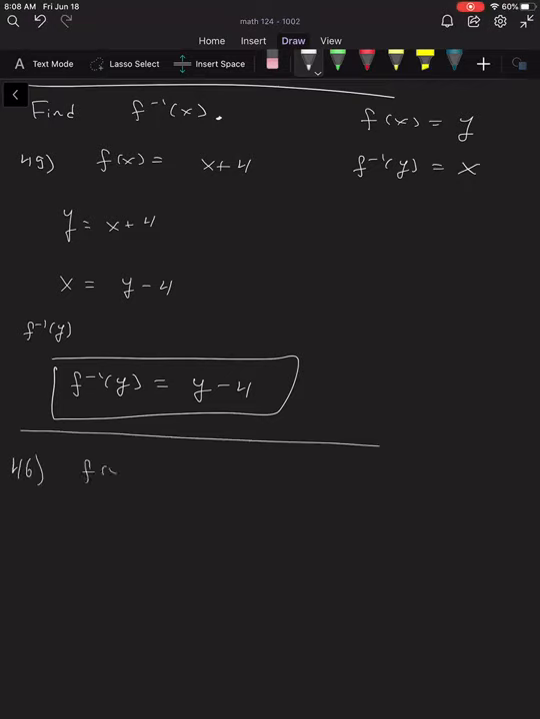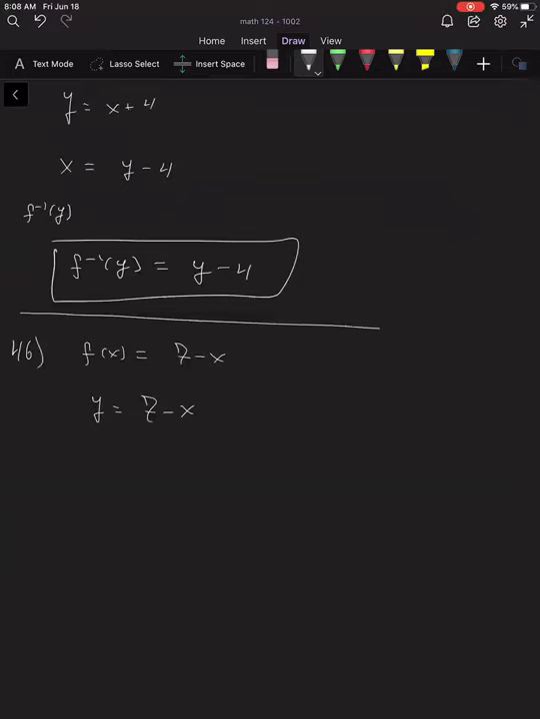So this one is f of x is equal to 7 minus x. So the first step is always replace f of x with y. So we have y is equal to 7 minus x. And now we need to solve for x. So what we could do is add the x over. So we get y plus x is equal to 7.